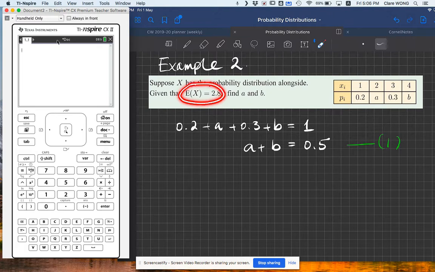We are ready to use this expected value. How do we calculate the mean? We calculate the mean by doing the value times the probability plus the second value times the probability, etc.